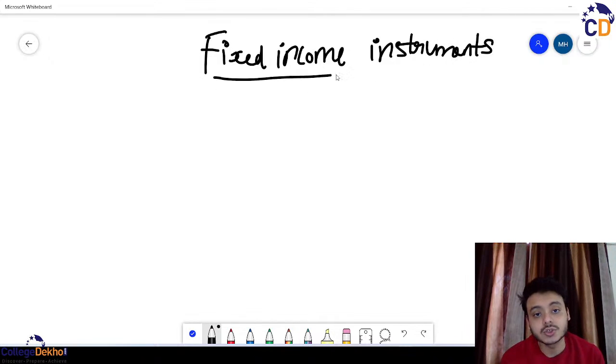So fixed income instruments are those instruments that give you a fixed income. But now you would ask me which instruments can give you a fixed income. Because when we talk about the share market or the stock market or the equity market in which the free-floating equity shares are traded, that is bought and sold in the market, there is no fixed kind of return that you are getting.